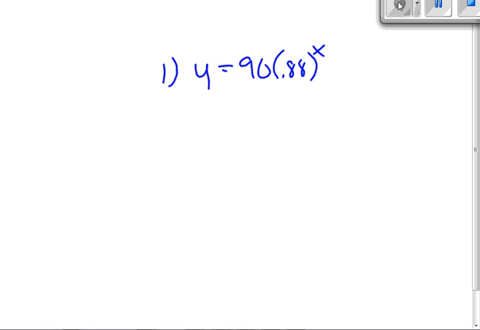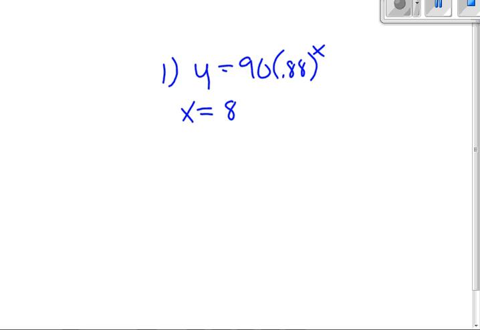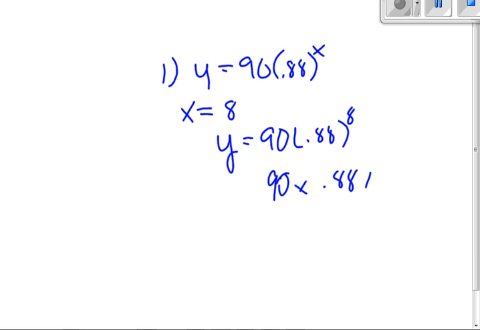This is the first problem on the worksheet. And you're going to find out what y is when x is 8. So it's 90 times 0.88 to the 8th. That's where you have to use that caret. So it's 90 times 0.88, the little caret, and then 8. And I don't know what the answer is, but it's online.